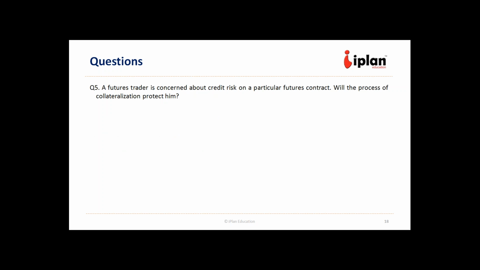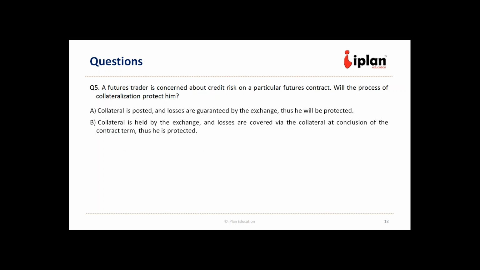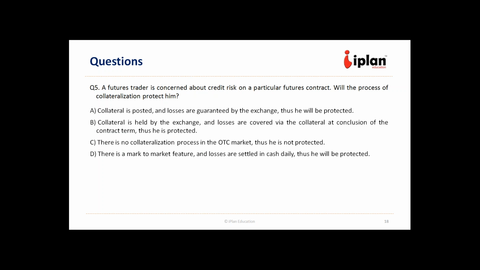Futures are standardized. A futures trader is concerned about credit risk of a particular futures contract. Will the process of collateralization protect him? Collateral is posted and the losses are guaranteed by the exchange, thus he will be protected. Collateral is held by the exchange and losses are covered by the collateral at conclusion of the contract term, thus he is protected. There is no collateral process in the OTC market, thus he is not protected.